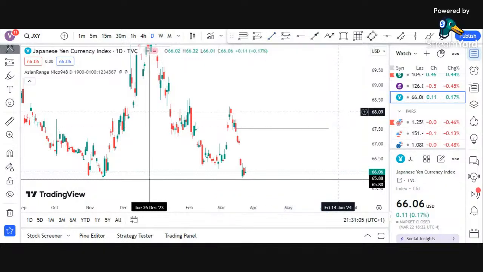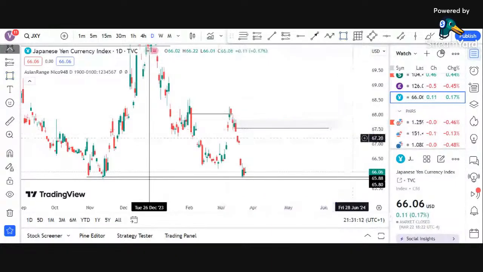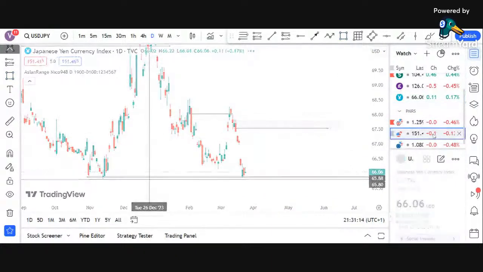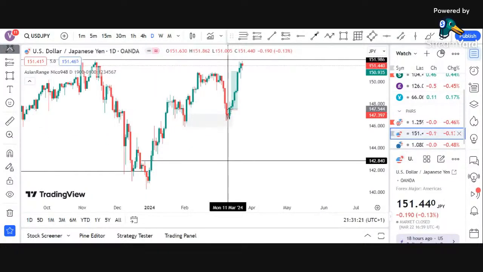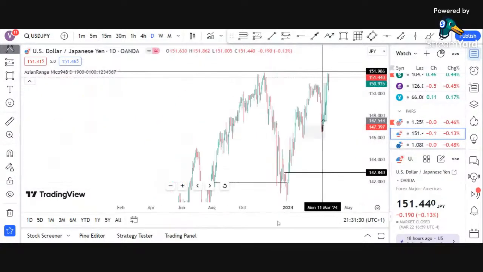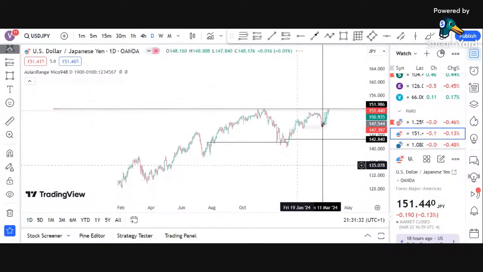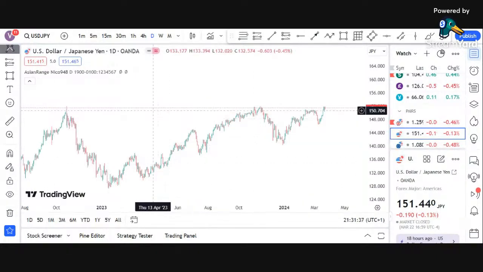But currently, UG, GJPY, that's the Japanese yen index, is bearish, which is in confluence with what our DXY said, bullish. All right, so what happened? I don't want to go into what happened last week. I'll just do the analysis and show you what is currently happening.